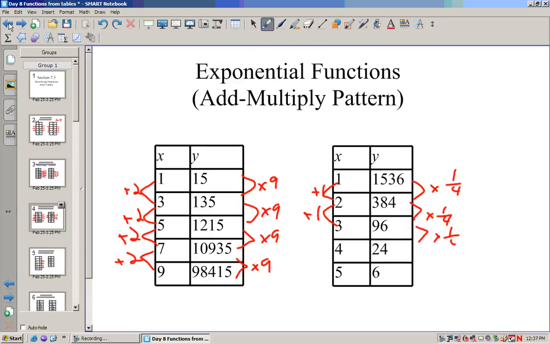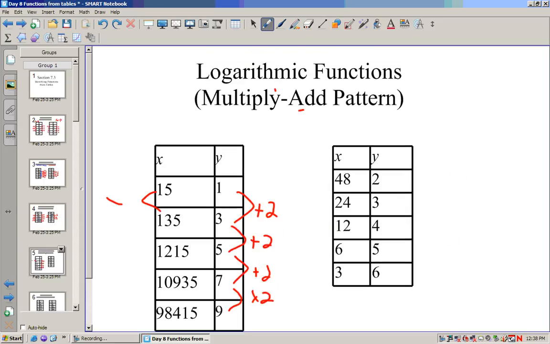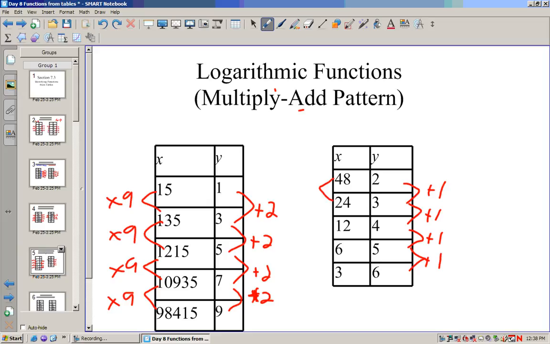This is the opposite of the previous one, where we're multiplying by 9. Same thing, but now we call it multiply-add because we're multiplying our x's and adding our y's. So in this column over here, we're going to do the same thing. Here we're adding 1 on our y's, and our x's we're multiplying by 1/2. Hopefully you see that all the way down.